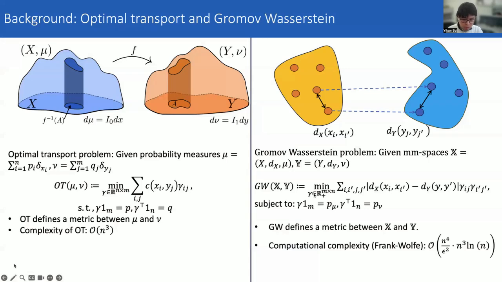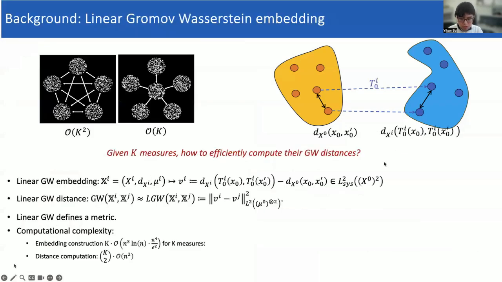However, unlike the classical OT, computation for GW generally requires the so-called Frank-Wolfe algorithm, and its complexity is n to the 7, where n is the size of the data set. To improve the computation, some researchers present the so-called linear Gromov-Wasserstein embedding technique. They consider the following problem: suppose I have k different distributions, how to efficiently compute their pairwise GW distance?